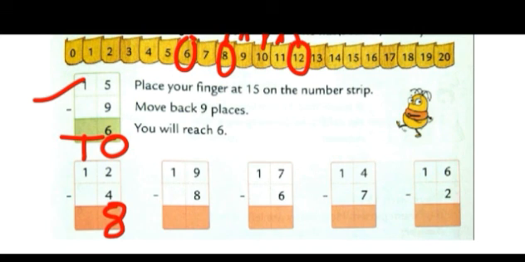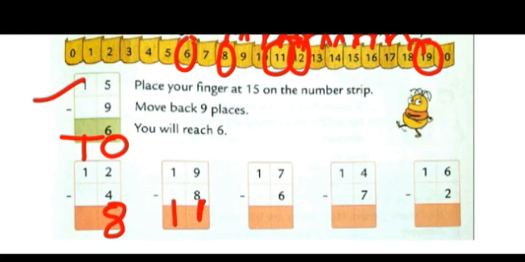See the next one. 19 minus 8. So first we will mark the bigger number, that is 19, on the number strip. Now starting from 19, we have to move back 8 places. 1, 2, 3, 4, 5, 6, 7, 8. So we got 11. That means 11 is the correct answer, and 11 is a 2-digit number. So we will write 11 like this. Okay, that means 19 minus 8 is 11. Okay, this is the way how we use this number strip.